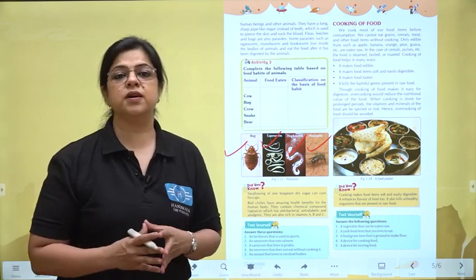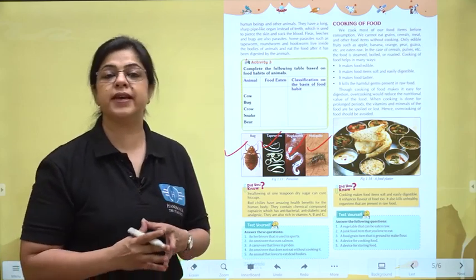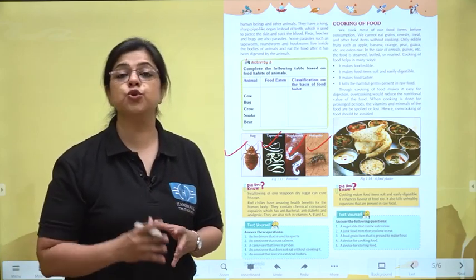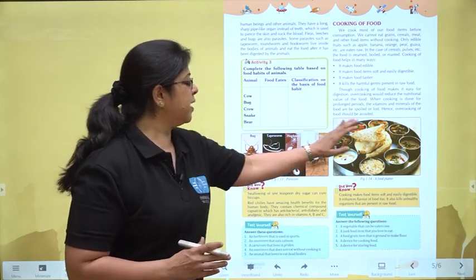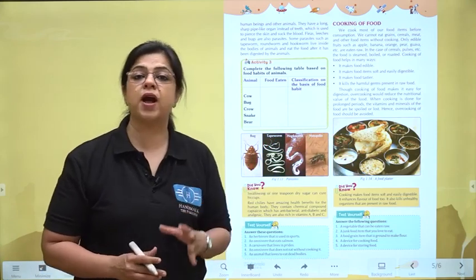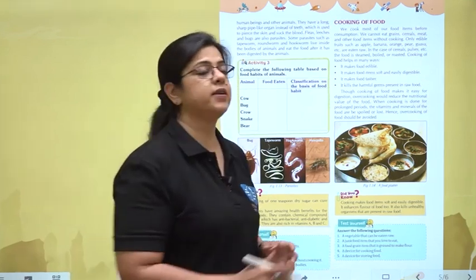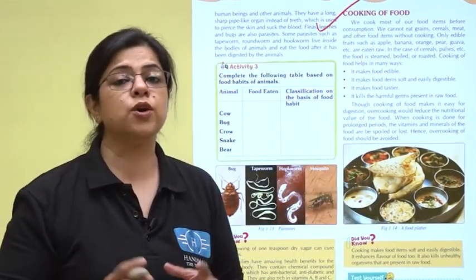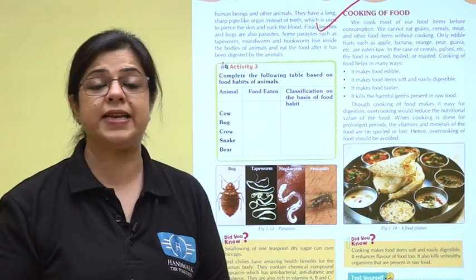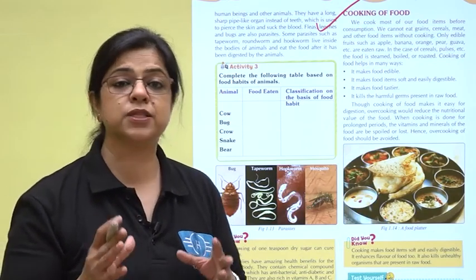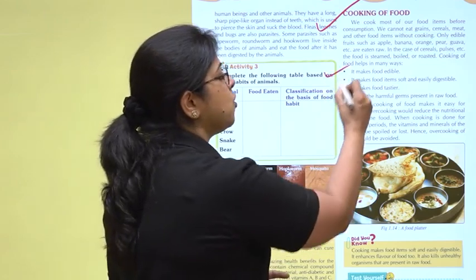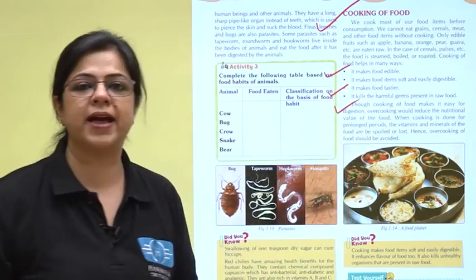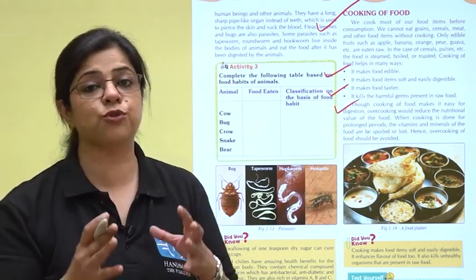We have now learned the different modes of nutrition in animals. Coming back to human nutrition. We have learned that we eat both raw and cooked food. Let us now understand the importance of cooking of food. Cooking of food makes food soft and easily digestible. It makes food tastier, and it also kills the harmful organisms that are present inside the raw food.